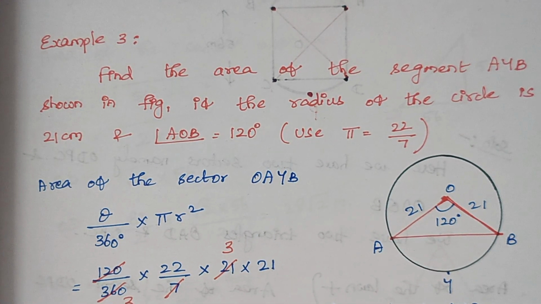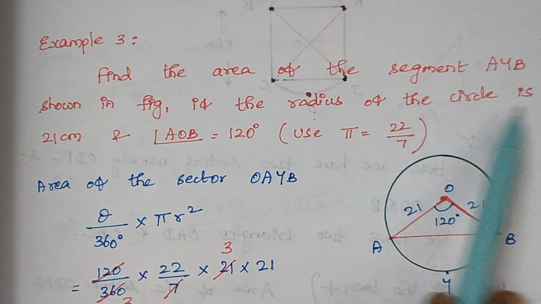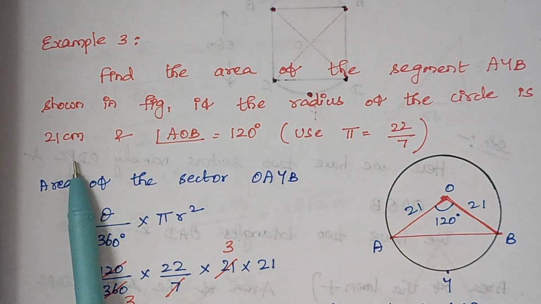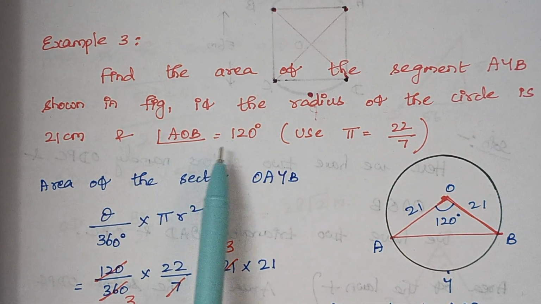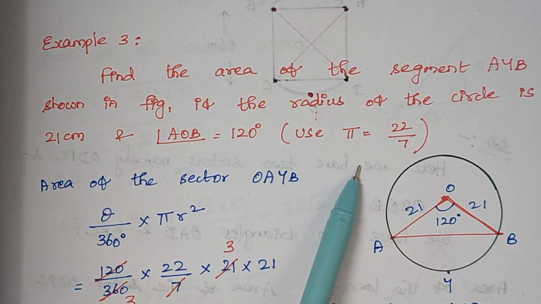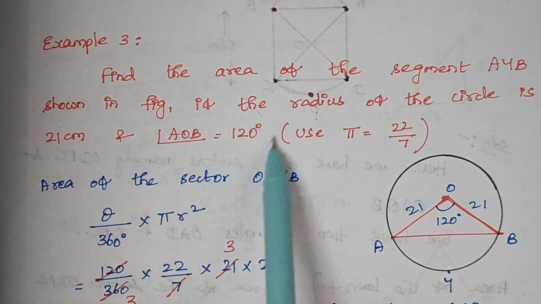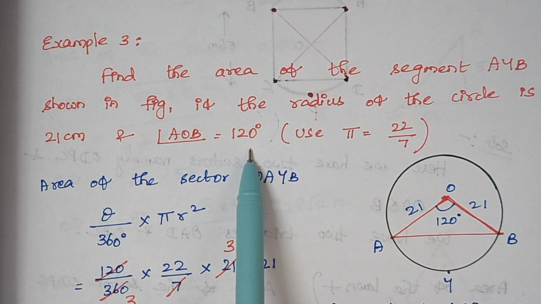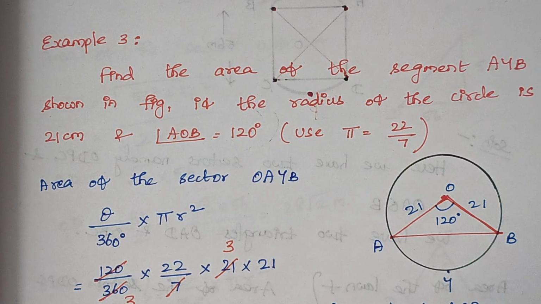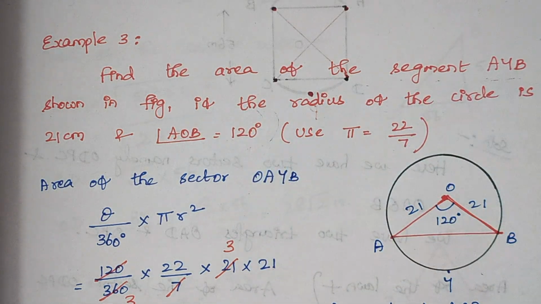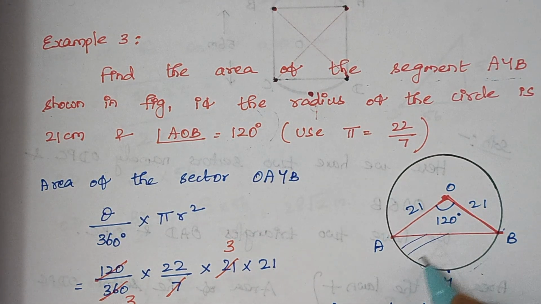So example 3: find the area of the segment AYB shown in the figure, if the radius of the circle is 21 centimeter and angle AOB is 120 degree. Use pi is equal to 22 by 7. So here the angle is 120 degree, a comparatively bigger angle, and the radius is 21 centimeter. So just draw the diagram. Here we have to find the area of the segment AYB, that is, we have to find the area of this part.